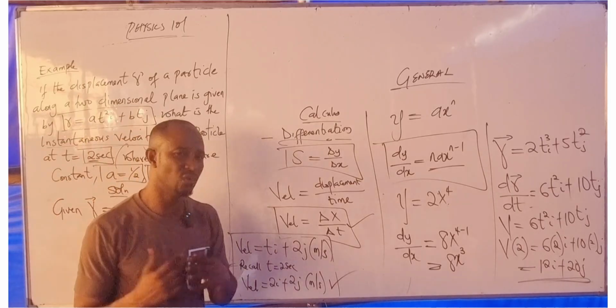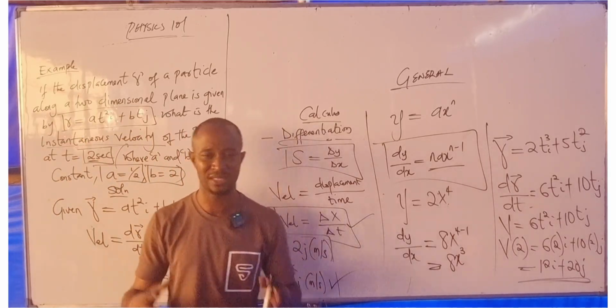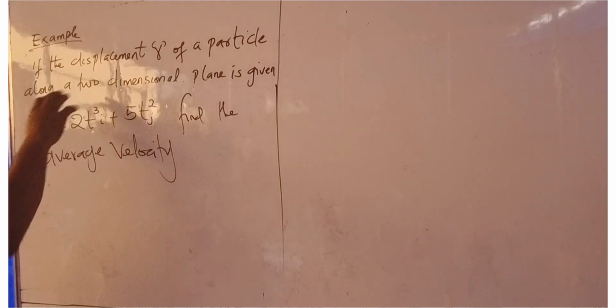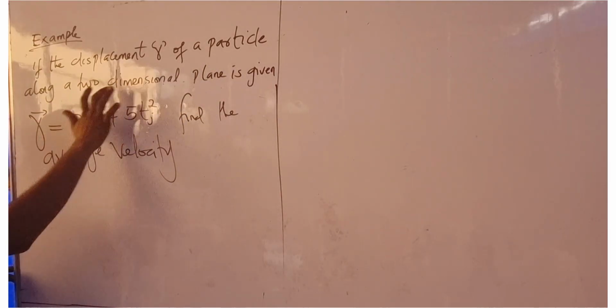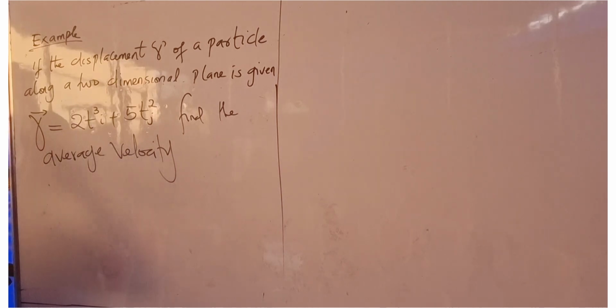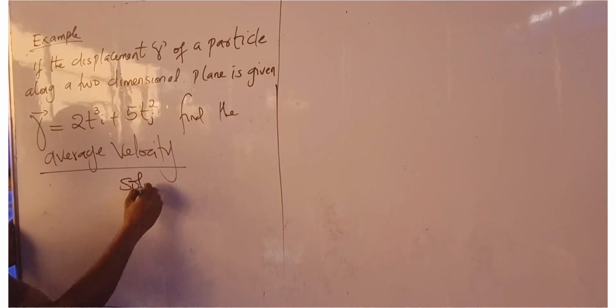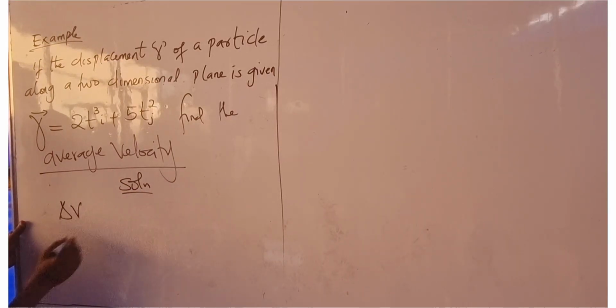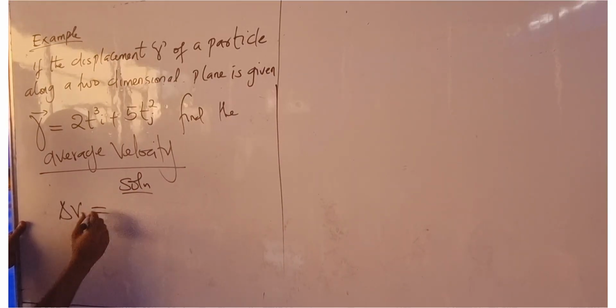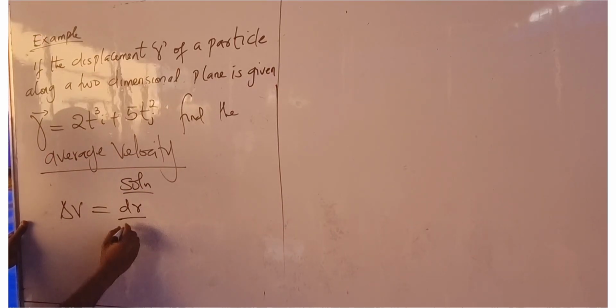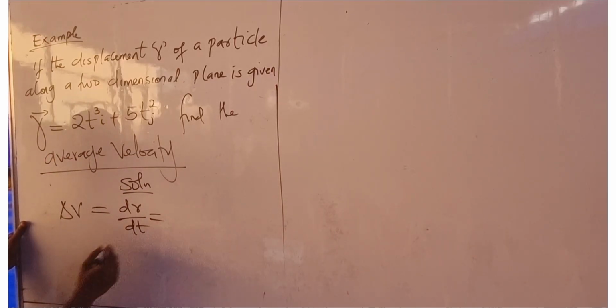Now let's see another good example on this to understand this concept further. The next question says that if the displacement of a particle along a two-dimensional plane is given as r equals 2t cubed i plus 5t squared j, find the average velocity. Now I've taught you this already. To find my average velocity, our formula is change in displacement over change in time.